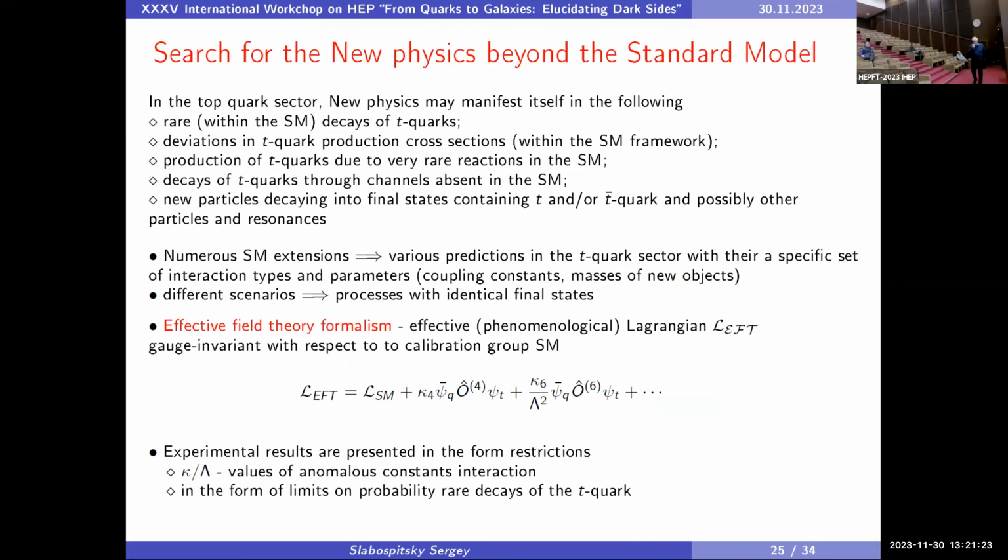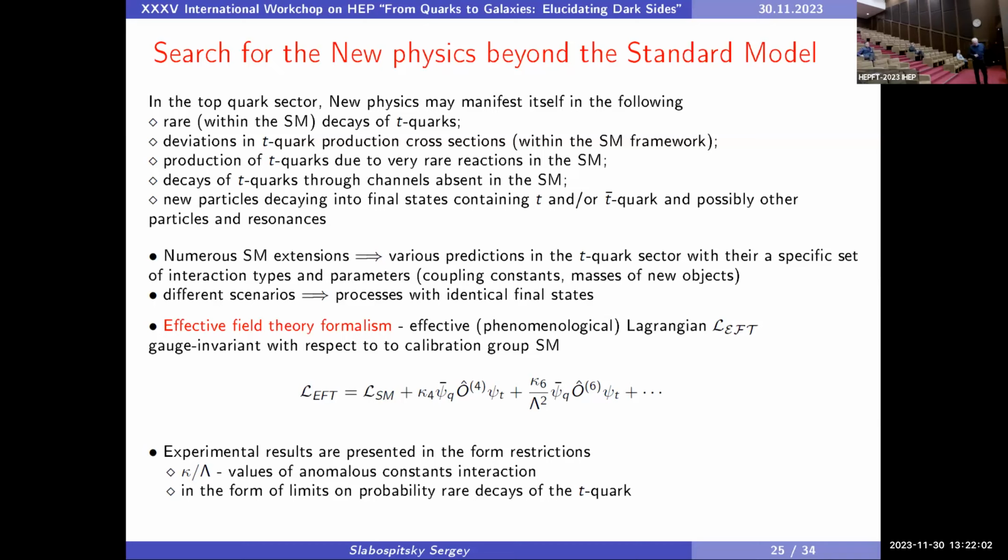And let me concentrate my time on the search for new physics beyond the standard model. There are several, maybe many, extensions of the standard model, which can produce different new ways. What can we expect if new physics exists? We can expect an increase of rare top quark decays, a deviation of the top quark production cross-section, production of the top quark due to some unusual reaction which could not exist within the standard model, decay of the top quark in some unusual channels, and others.